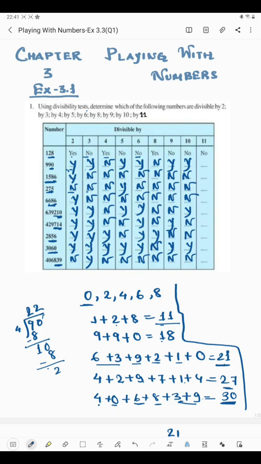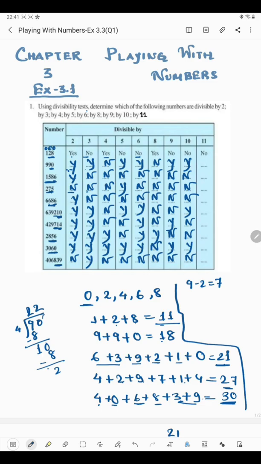Now here, 1, 2, 8: this is odd, this is even, this is odd again. So if you find the sum of the digits at odd places, 8 plus 1 is 9, and in the even place we have 2 only. If you do the subtraction we will get 7, which is not divisible by 11. That's why no is given.